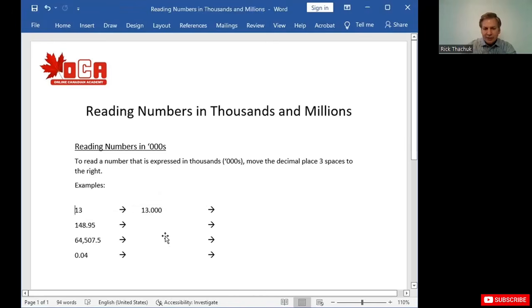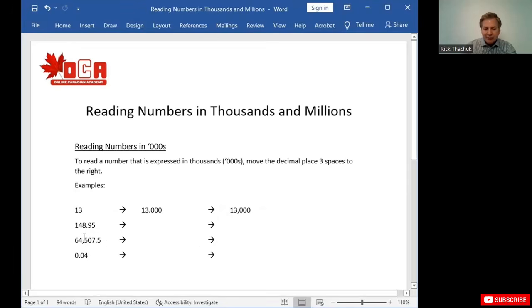I just added 3 zeros to the right of the decimal. But here what I'm going to do is take this decimal and move it 3 spaces to the right. So this number then becomes 13,000. Let's look at the next one.